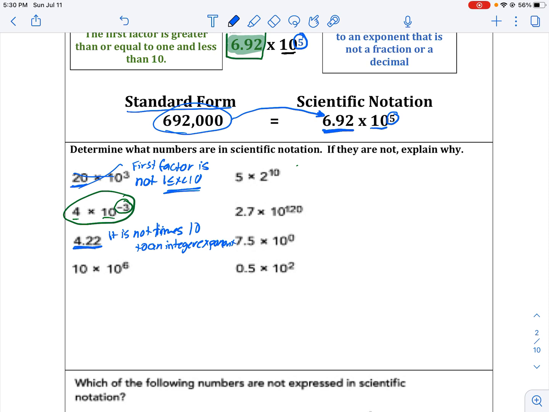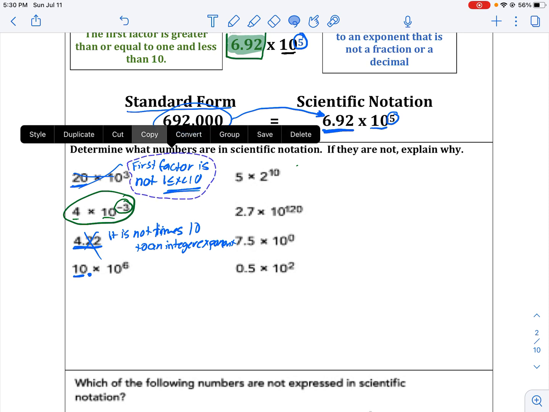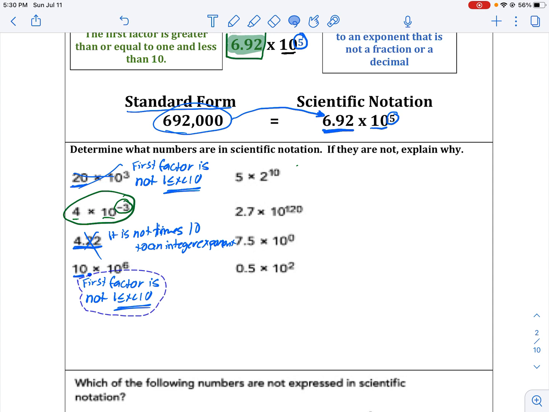Therefore, it is not scientific notation. Right here, the first factor is not between 1 and 10. It is 10, but remember, if we put a decimal point, our decimal point would be here. We can only have one number to the left, and here we have 2. So my first factor is not between 1 and 10.